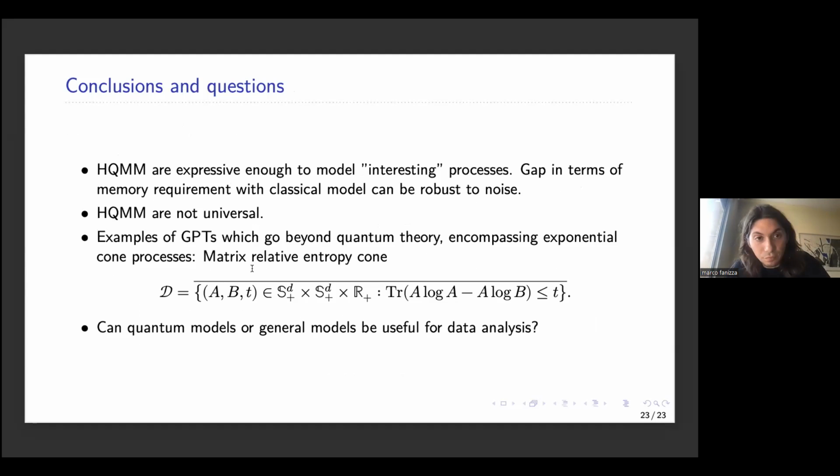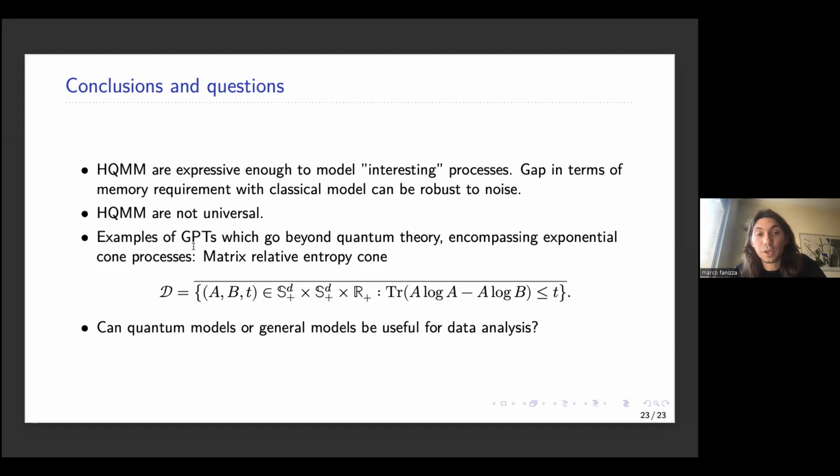Okay, so what we have learned from this is that hidden quantum Markov models are expressive enough to model interesting processes, such as the one defined by Fox, Rubin, Dhamatic-Arian, and Carney, which are not natively quantum. And there is also a gap in terms of memory requirement. This gap can be robust to noise. However, hidden quantum Markov models are not universal. And so it is interesting to study other possibilities and theories which include both quantum models and these other non-semi-algebraic models, and which maybe can be easily characterized.